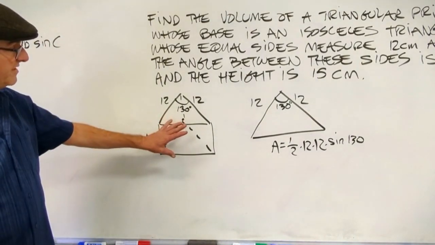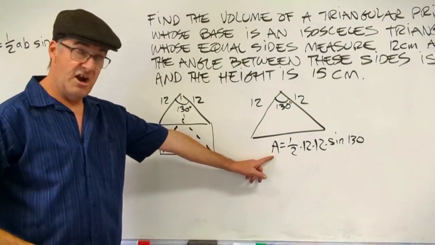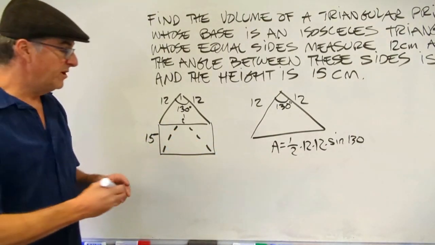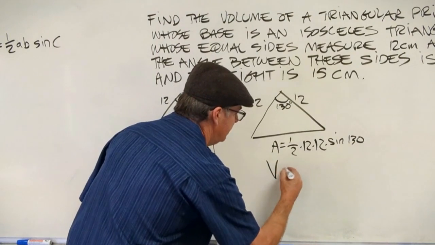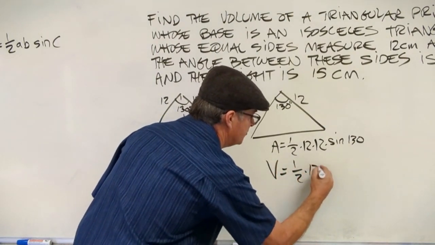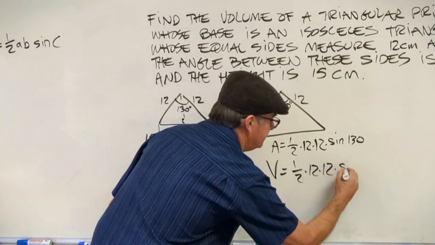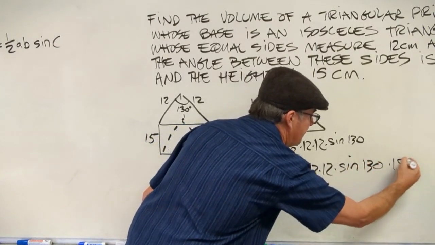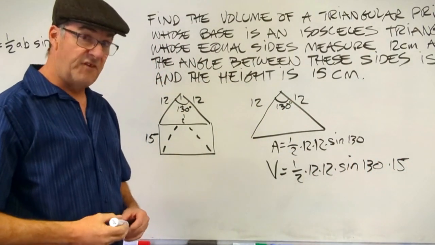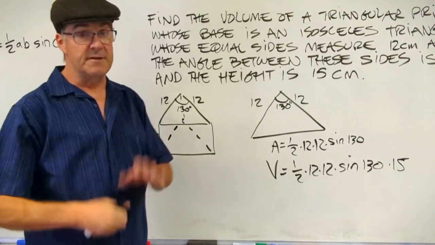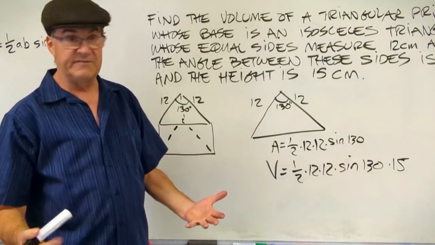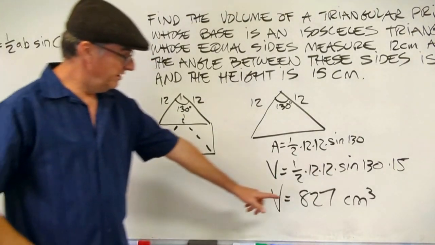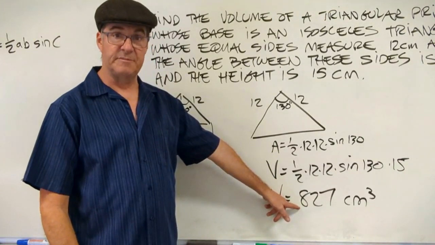Now the volume of this is just the area of the base times the height. So that's pretty simple. We can do volume equals 1/2 times 12 times 12 times sine 130 times 15. And that's going to give us the volume in cubic centimeters. So go ahead and pause the video, catch up on your notes if you need to do that, and calculate this volume for me. Okay, here's what I get, 827 cubic centimeters.